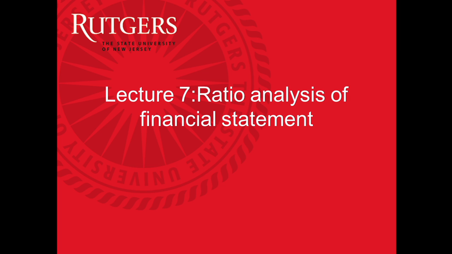Generally, there are three parts of this lecture. In the first part, we're going to spend a few minutes to review the preliminary analytical procedure in an audit, and then in the second part, we're going to discuss the ratio analysis of financial statements in detail, like what kind of ratios we usually calculate when we analyze the financial statements. And in the third part, we're going to use a case to demonstrate the usage of ratio analysis in the audit procedure.